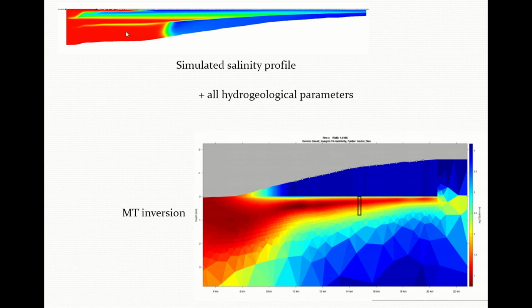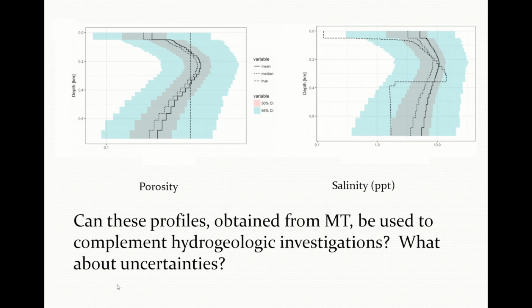This is one of the examples, and this is the respective MT measurements. We give them all the hydrological data plus salinity and try to see, based on inversion, if we can invert it back to hydrological data. So for example, invert MT, then use MT to predict porosity and salinity, and assess how accurate that inversion process is. In other words, can profiles obtained from MT inversion be used to complement hydrological investigation, and how can the error or uncertainty be affected by that?